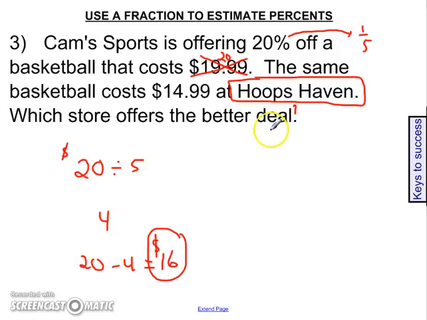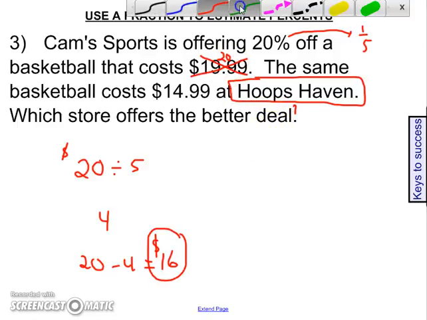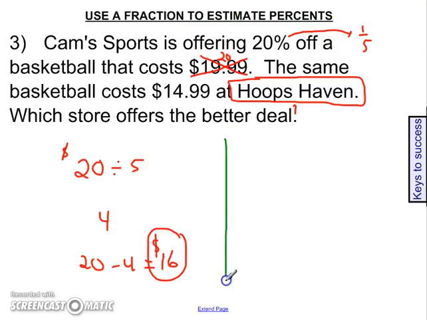The other one that you could do in this case, you could have gone, let me change colors and go over here, 10% twice. Now 10% of $20, move the decimal 2 places to the left, is about $2. But I want 20%, so if I multiply 10 by 2, that gives me my 20. So if I multiply 2 by 2, that gives me 4. So 20% is $4, and you'll notice I still subtract it out. Either way, it's $16. And either way, it's cheaper to go to Hoops Haven.